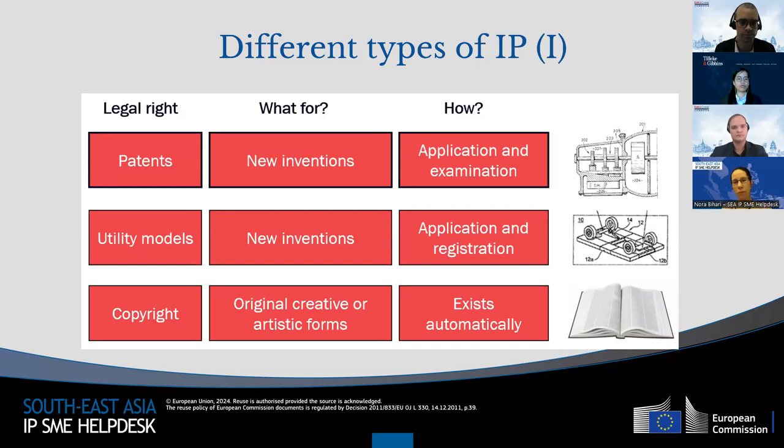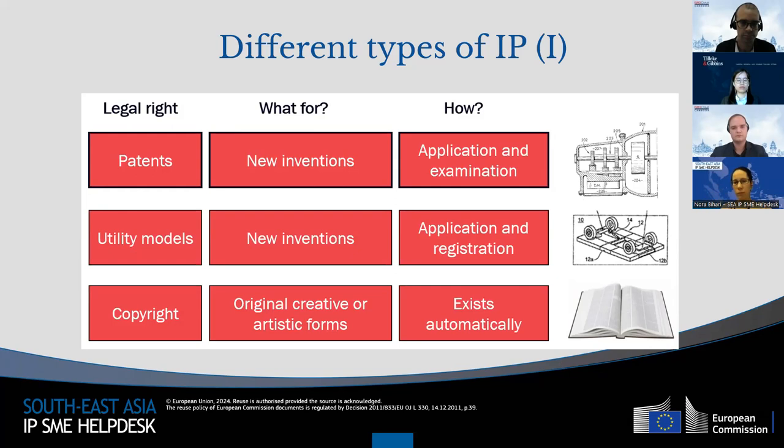So let's move on to the different types of IP. This slide shows a wide range of intellectual property that can be involved in protection. In here you have patent, utility model, copyright. So patent is for new inventions, and how to get it is through an application and examination by the patent officer. Utility model is quite similar to the patent: new invention, and application and registration.